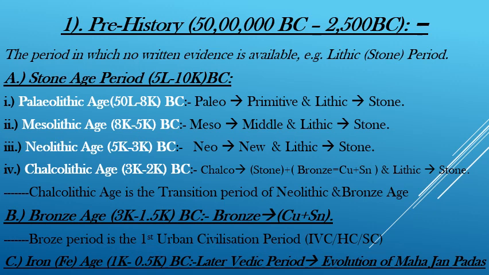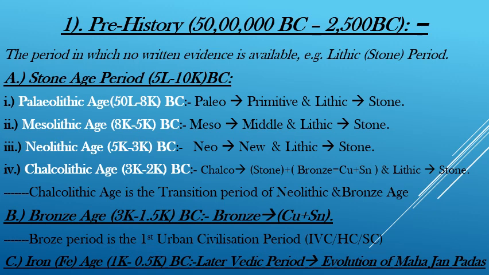The Stone Age is further divided into four parts. The Paleolithic age is 50 lakhs to 8000 BC; Paleo means primitive and lithic means stone. The Mesolithic begins from 8000 BC to 5000 BC; here Meso means middle and lithic means stone. The third one is the Neolithic, 5000 to 3000 BC; Neo means new and lithic means stone.